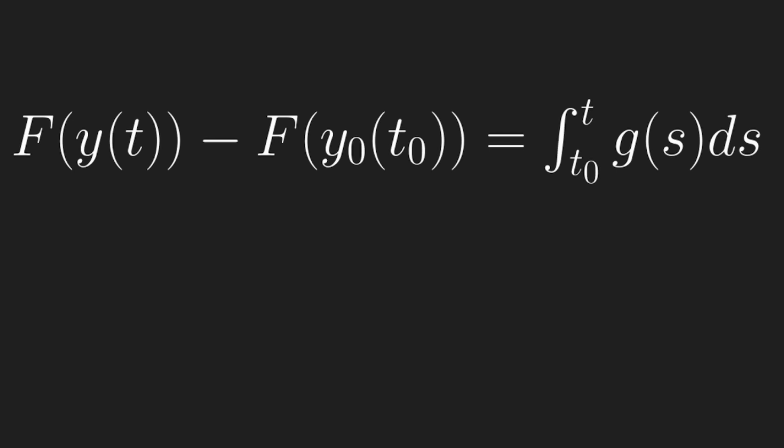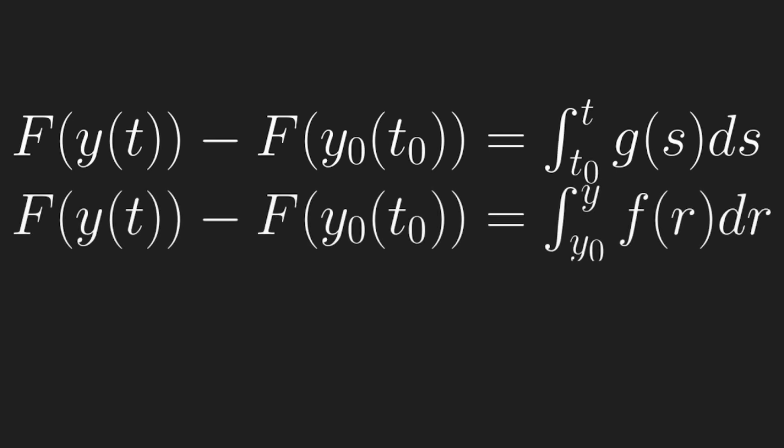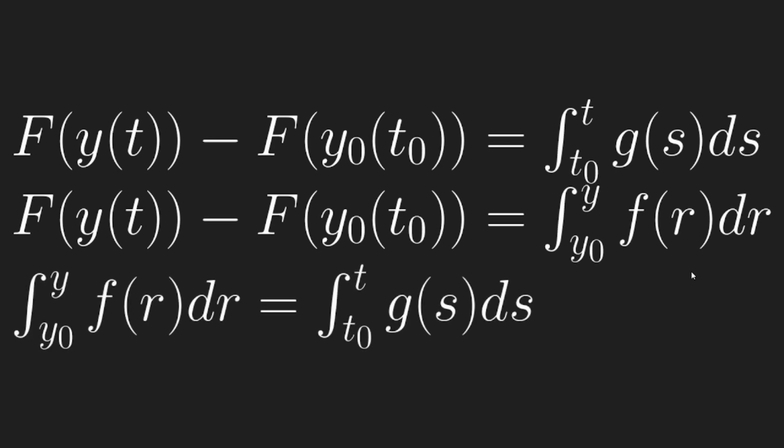Think about what big F of y of t is. It's the antiderivative of just f of y, right? So when we look at the definite integral versions of this, we get this, right? And wait, aren't these the same thing? Doesn't that mean this is equal to that? It is. Isn't that crazy, guys? I think it's really exciting, and we're gonna see this in action in an example that we're about to do right now.